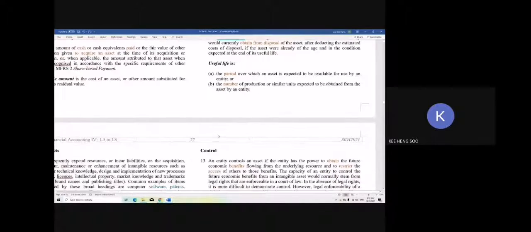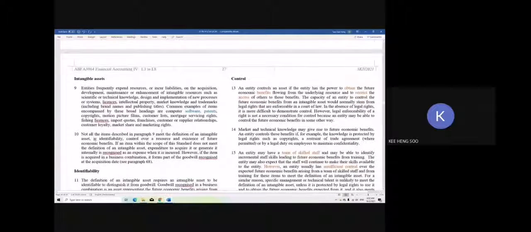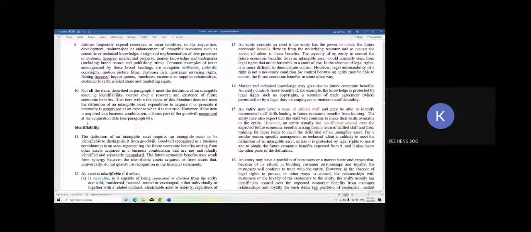The very important criteria: there are three criteria I mentioned for intangible assets. At your diploma level, I think only two were covered in your tutorial, either the software and the patents. Of course, including licenses, intellectual property, market knowledge, and trademarks. This one you study at the degree level. Clear? The first very important criteria for this intangible asset.